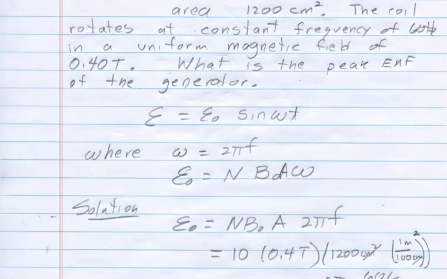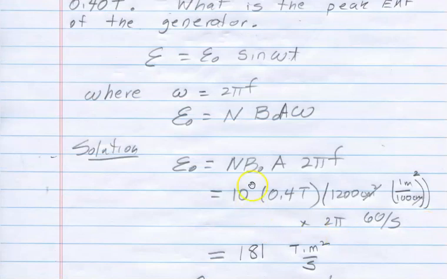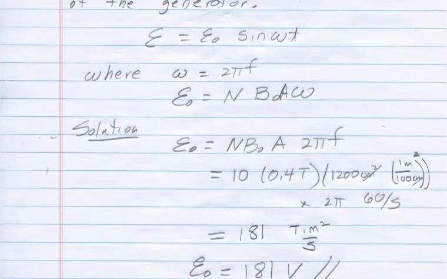So it's just plugging in the numbers, really. And to get the maximum, N is 10, B naught was 0.4, A was 1,200 square centimeters. And again, we need to convert that. I know that in 1 meter there's 100 centimeters, but to get rid of the square here, I'll have to square that conversion factor to convert it to square meters. And then omega here is 2 pi times 60 hertz, which is 60 per second. Remember, hertz is a per second.